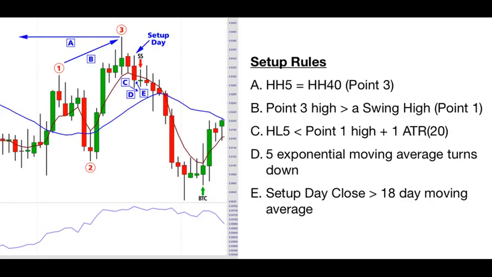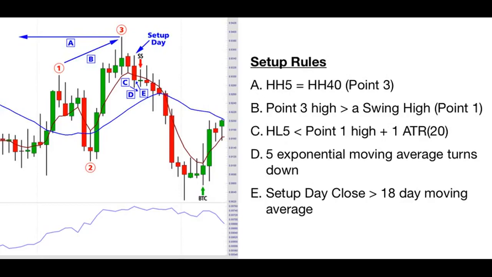So let's go through them. A, the highest high of the last 5 days must be equal to the highest high of the last 40 days. And if so, that would define point 3. B, the point 3 high is greater than a swing high point 1. And by visual inspection, you can see that point 1 indeed has at least 2 lower highs and 2 lower lows on either side of the point 1 swing high day.